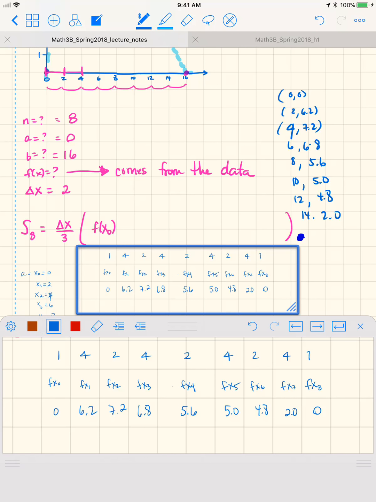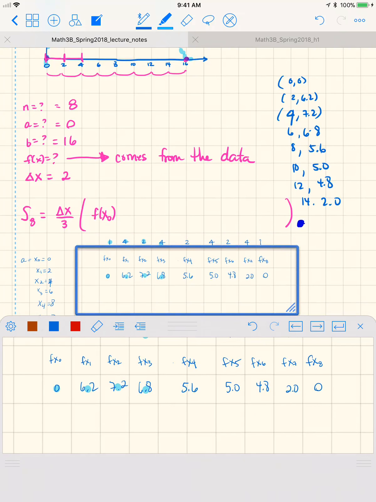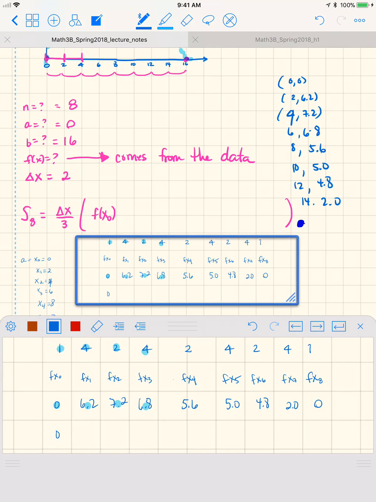Okay, so now we need to multiply this coefficient times this value, this coefficient, this value, right? So multiply the coefficients times the values, and we'll get 1 times 0 is 0, which makes sense because you're not adding any area from that. If your height is 0, you're not adding any area to your integral. And then 4 times 6.2 will be 24.8. And then 2 times 7.2 is going to be 14.4. And then 4 times 6.8 is going to be 27.2. And then 2 times 5.6 will give me 11.2. 4 times 5 is going to be 20. 2 times 4.8 is going to be 9.6. 4 times 2 is going to be 8. And 1 times 0 is going to be 0.